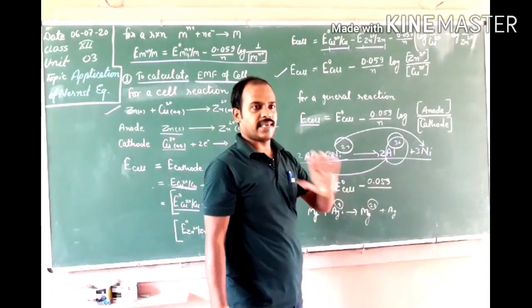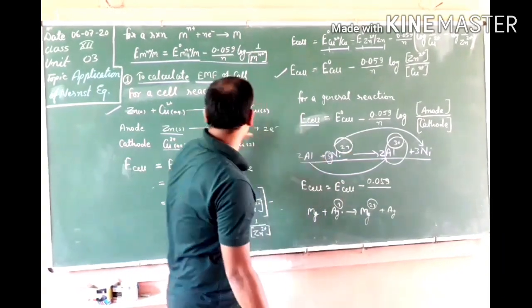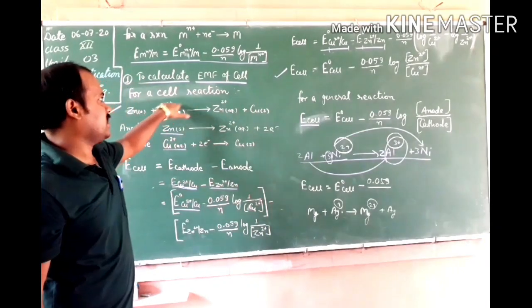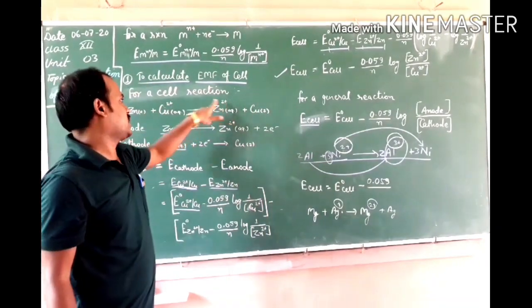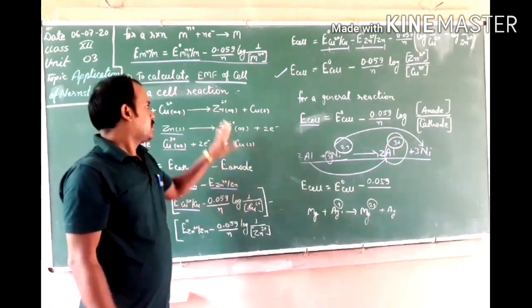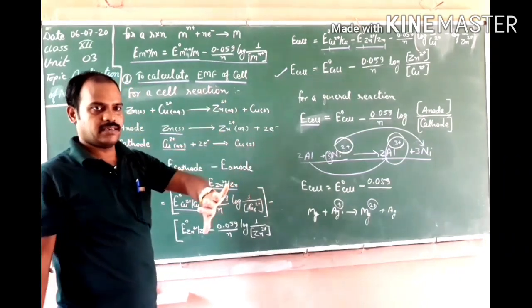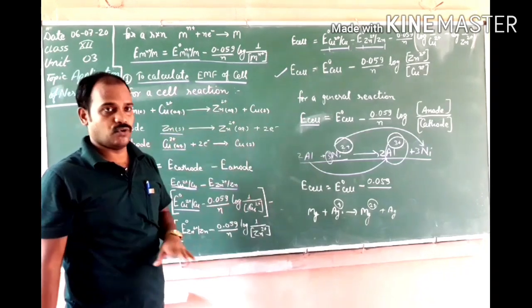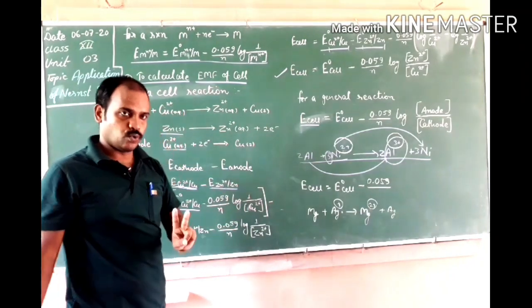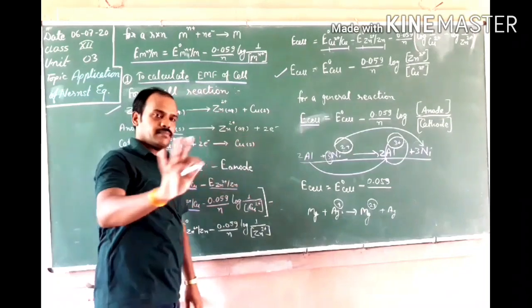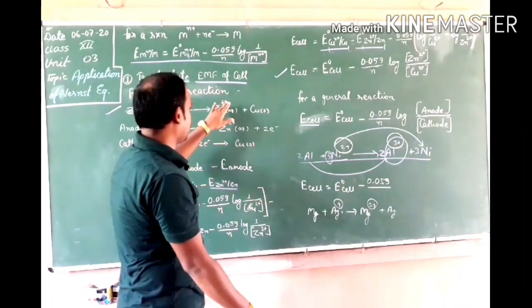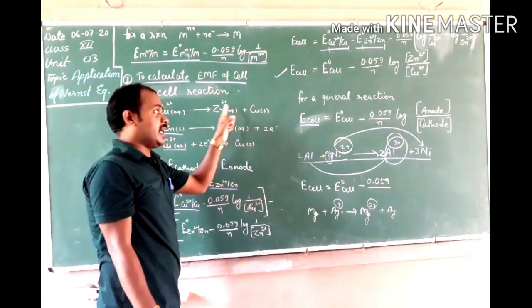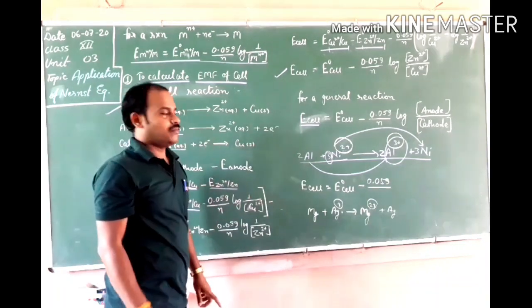If the charges are the same, as in this case, it's Cu2+ and Zn2+, then you can write any one charge as the number of electrons. Don't write 2 into 2 is equal to 4. No, it's only 2. So if the charges are same, the number of electrons is equal to the charge on any ion. If the charges are different, then you have to multiply.